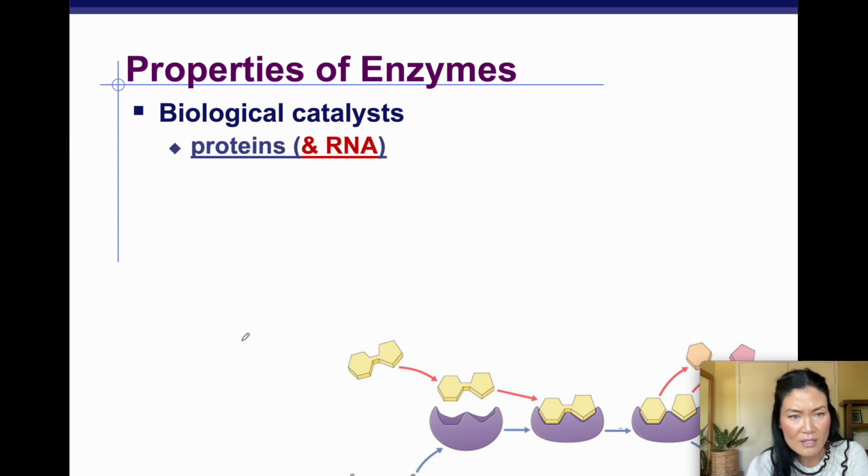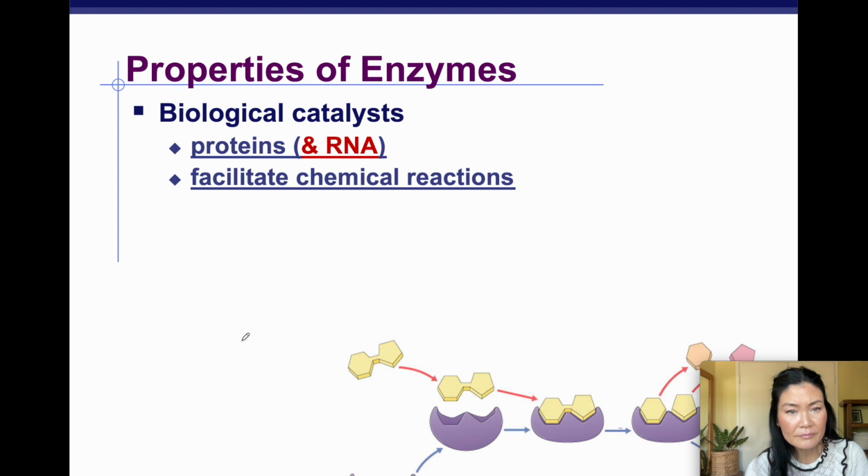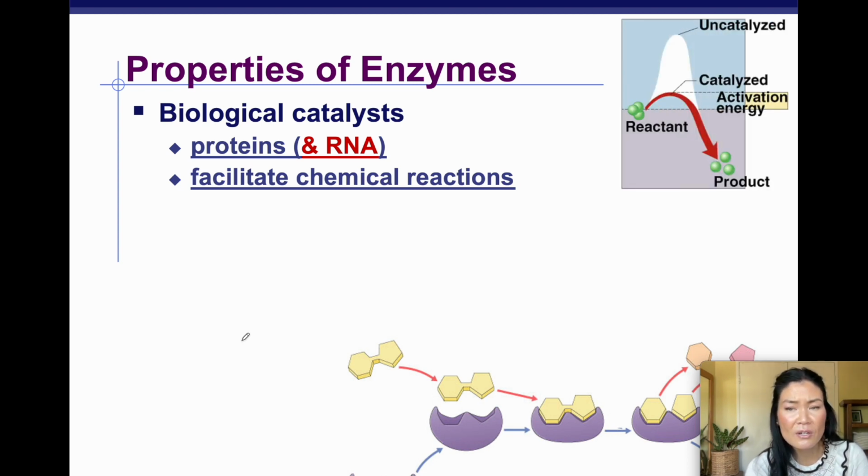So let's talk about enzymes. They're catalysts, as we said, and they are made out of proteins. Some enzymes are made out of RNA. We'll talk about that in another chapter, but there are enzymes called ribozymes that help synthesize RNA, and they act like enzymes, but they're actually made out of RNA. They facilitate how chemical reactions happen faster, quicker. They lower the activation energy.